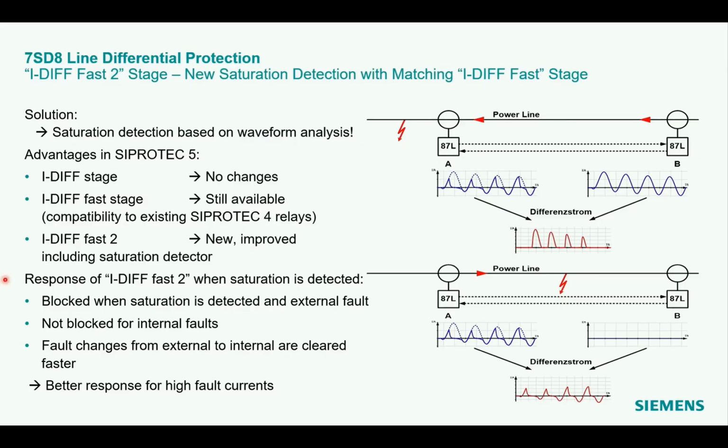How does the EDIF Fast 2 stage work when the saturation is detected? It blocks when the saturation is detected for external faults only, and does not block for internal faults. If the fault changes from an external to an internal condition, these faults are cleared faster. So it's in general a better response for high fault currents.